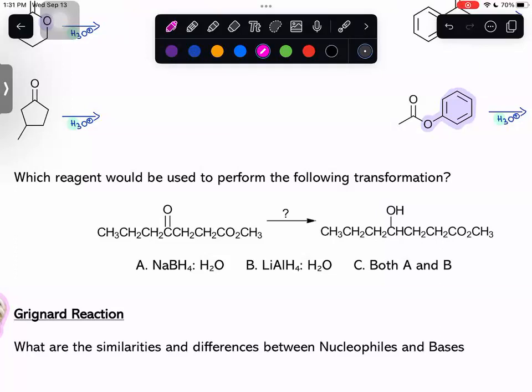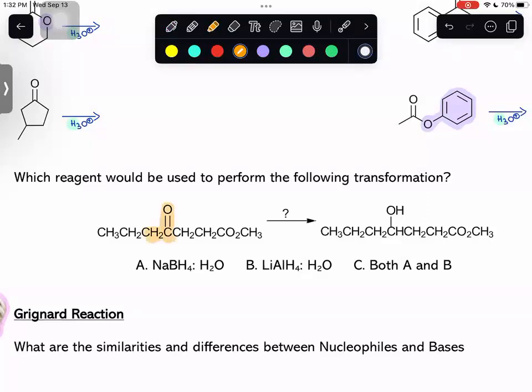You wanna use A because if you use B, it's gonna reduce that ester that's in the middle. Oh, that's the CO2, right. The CO2 is bonded to the CH3, which is the ester, but it doesn't change. Exactly.